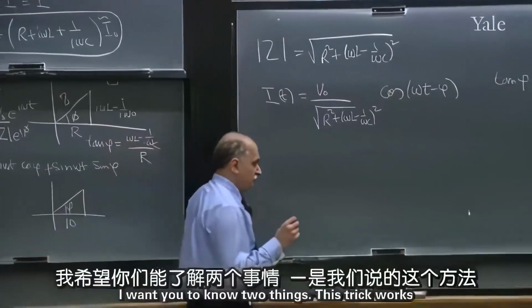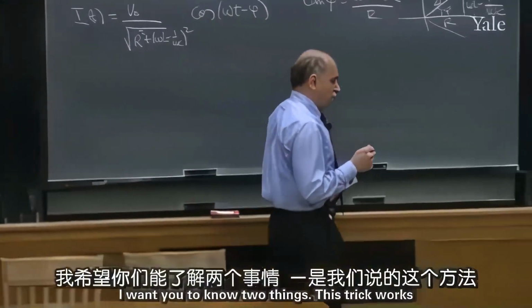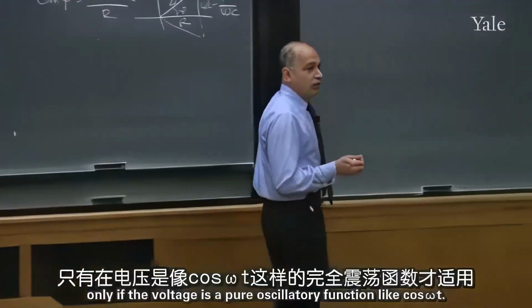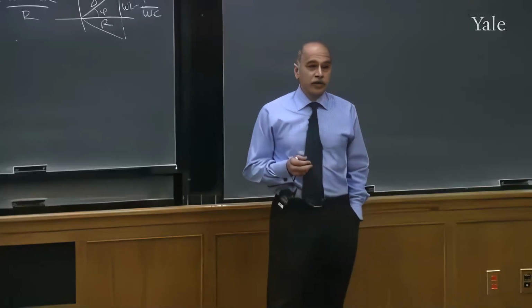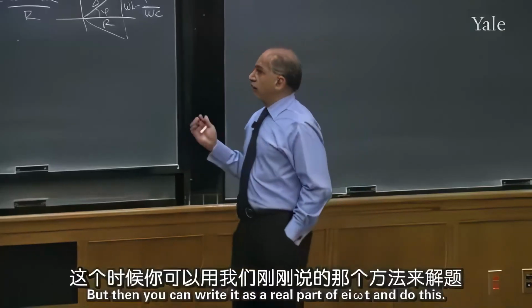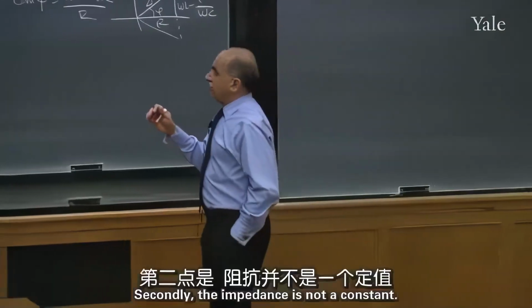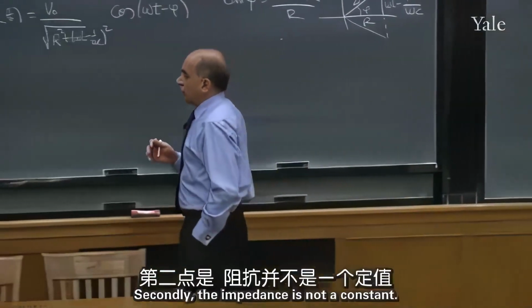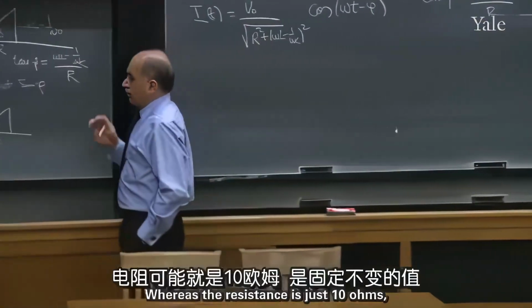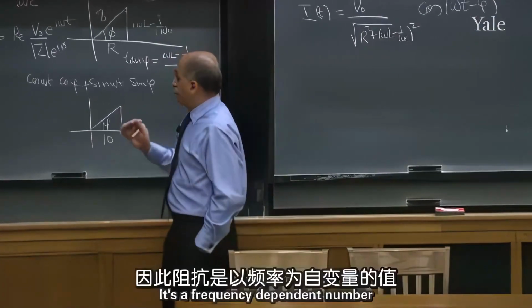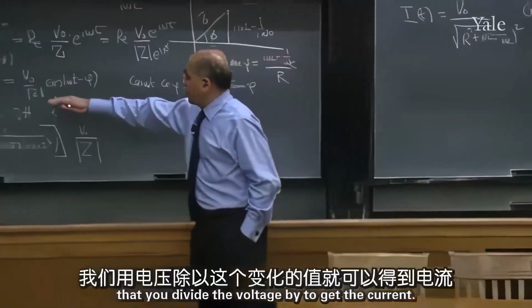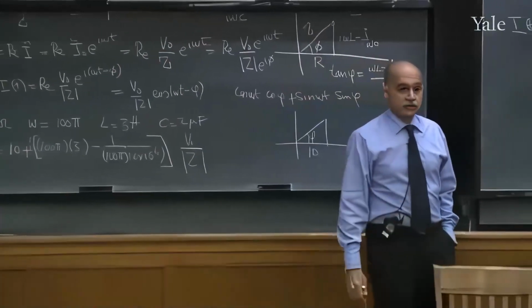So I want you to know two things. This trick works only if the voltage is a pure oscillatory function like cos omega t. But then you can write it as a real part of e to the i omega t and do this. Secondly, the impedance is not a constant. Whereas the resistance is just 10 ohms, impedance varies with frequency. It's a frequency-dependent number that you divide the voltage by to get the current.